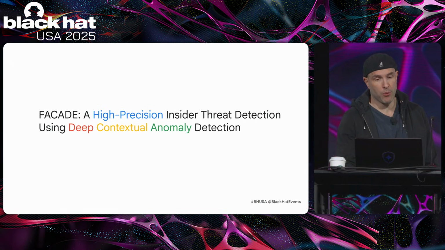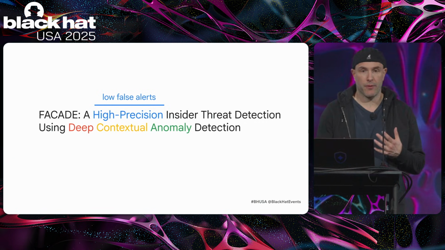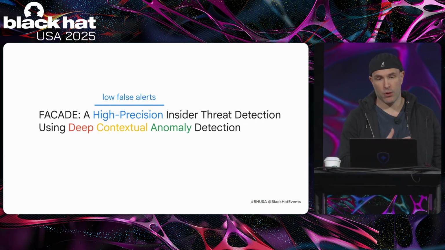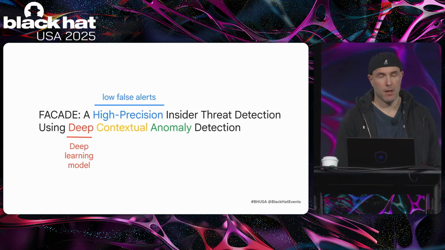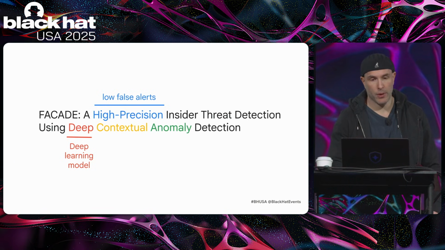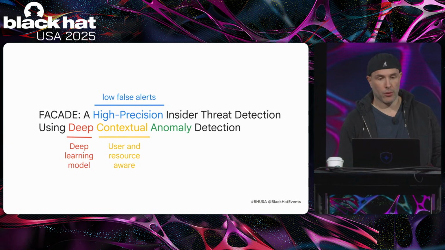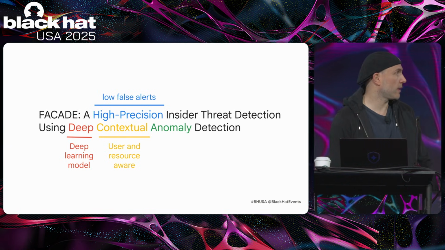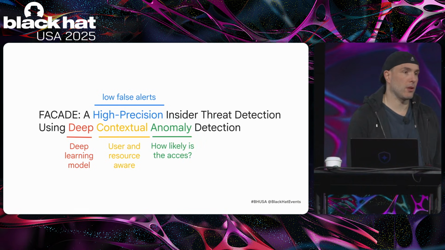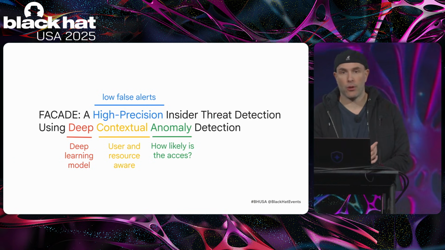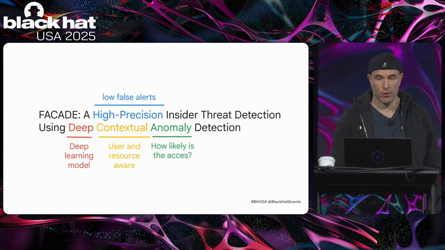And so Facade is high precision, which means it has very, very low false positive alerts because we don't want to have alert fatigue. We are optimizing for being sure rather than doing as much as we can. It uses deep learning, specifically TensorFlow. It is contextual, meaning that we take into context who the user is and what the resource access is, and Alex will tell you how we do that later in the talk, to perform anomaly detection, which is trying to predict whether or not this user accessing that resource is normal. And that is what Facade is trying to do.